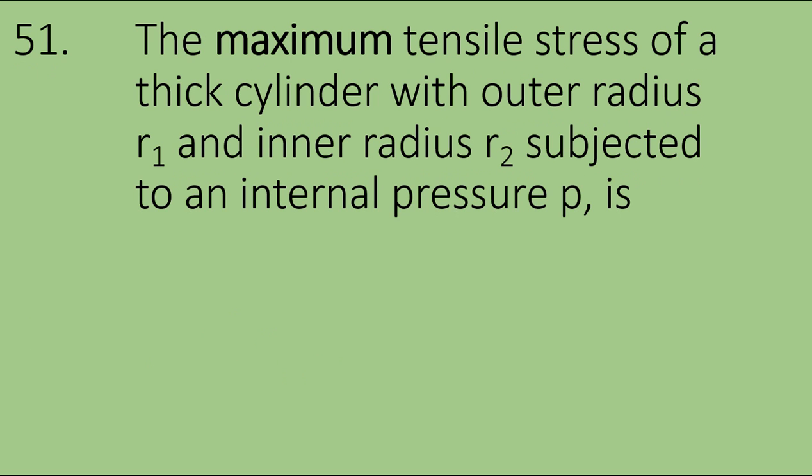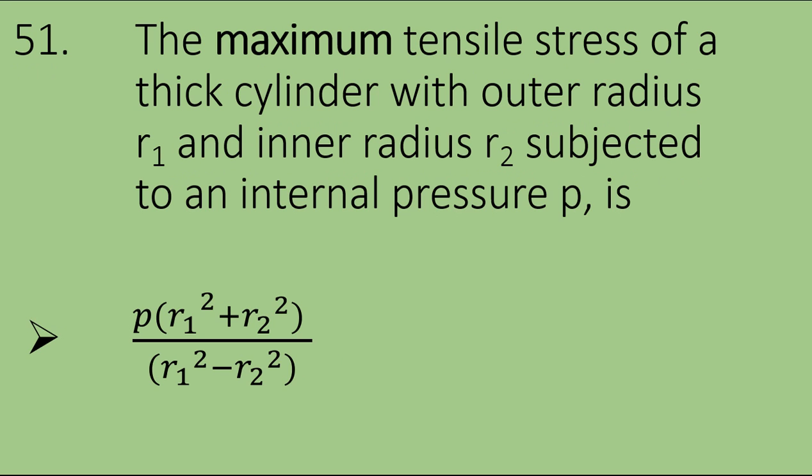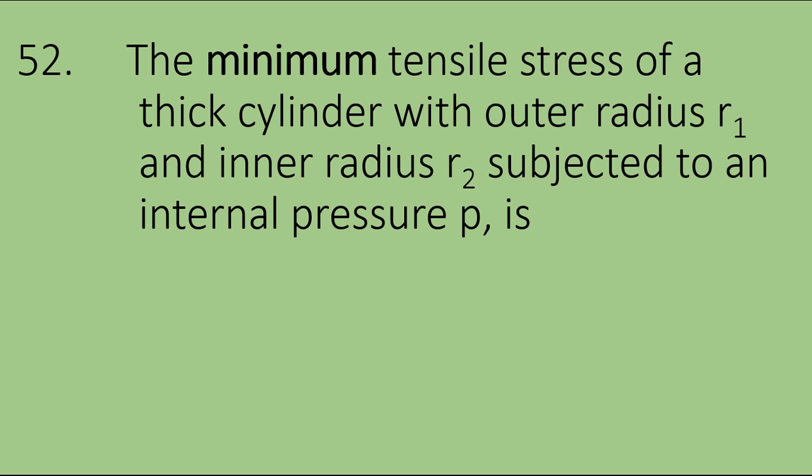51. The maximum tensile stress of a thick cylinder with outer radius R1 and inner radius R2 subjected to an internal pressure P is. Answer: P into (R1 square plus R2 square) by (R1 square minus R2 square). 52. The minimum tensile stress of a thick cylinder with outer radius R1 and inner radius R2 subjected to an internal pressure P is. Answer: 2P into R2 square by (R1 square minus R2 square).